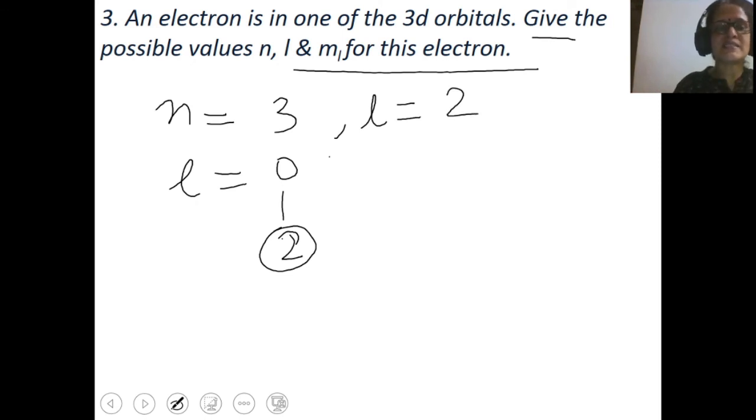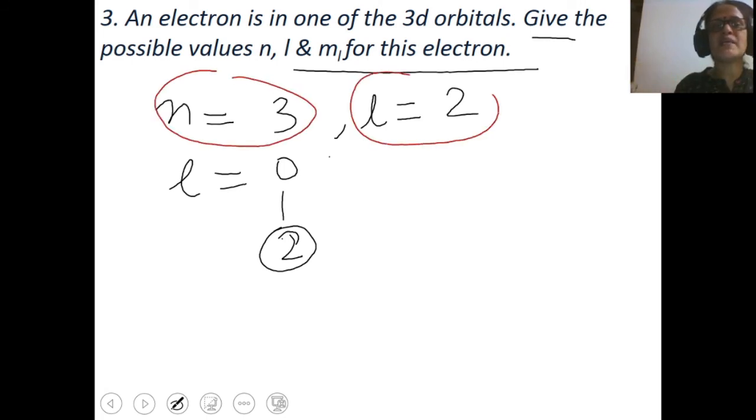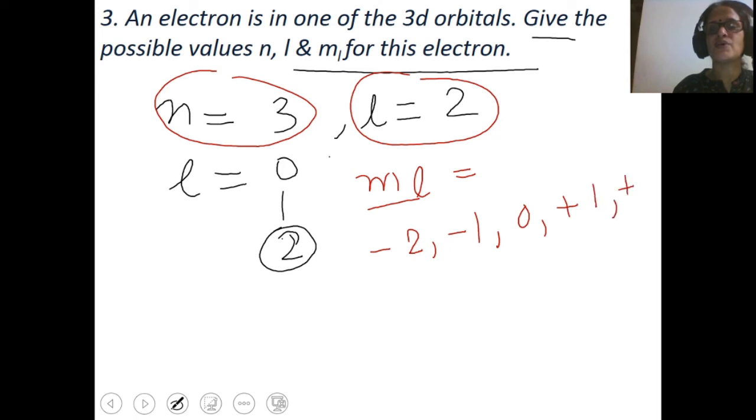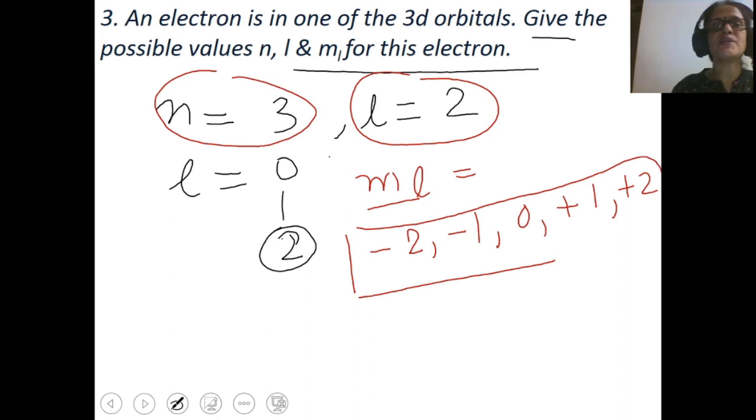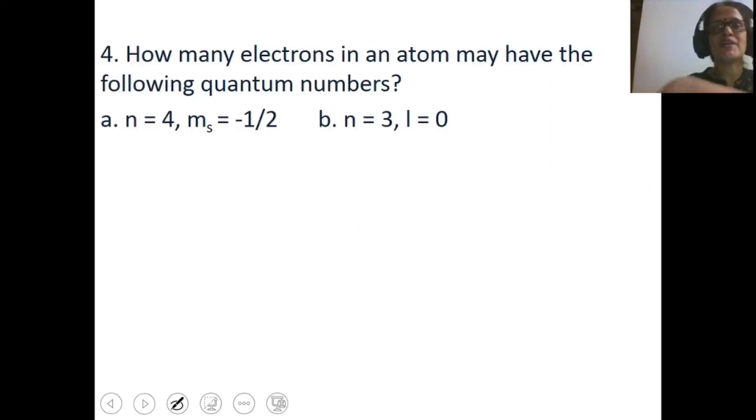So our answer is that n is 3, L is equal to 2, but they are asking about ML also. So now children, you know that the value of ML depends on the value of L, which can be written as -2, -1, 0, +1 and +2. So ML value can be any of these 5 values the electron may have. So n is equal to 3, L is equal to 2 and ML can be -2, -1, 0, +1 and +2.